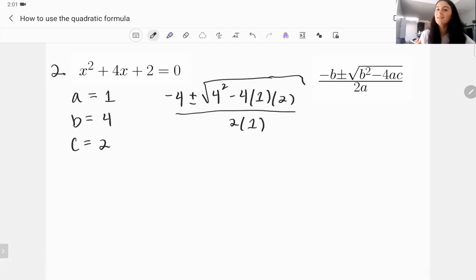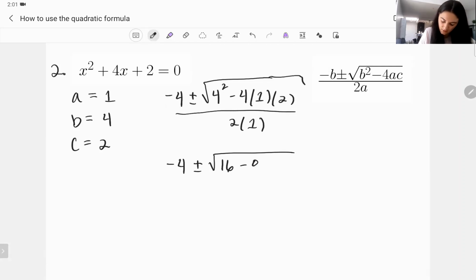Awesome. So we've plugged everything in. Now we just need to go through and simplify. So we still have that minus 4 out front, plus or minus square root. 4 squared is 16. So I can write that in. And 4 times 1 is 4. Times 2 is 8.